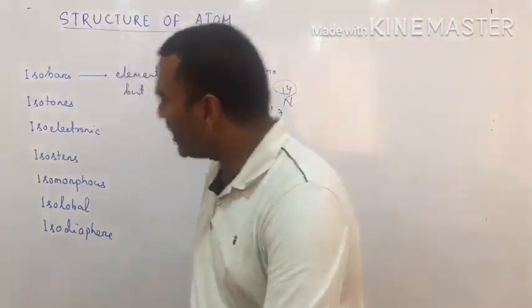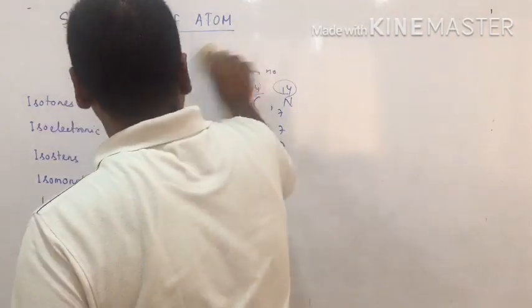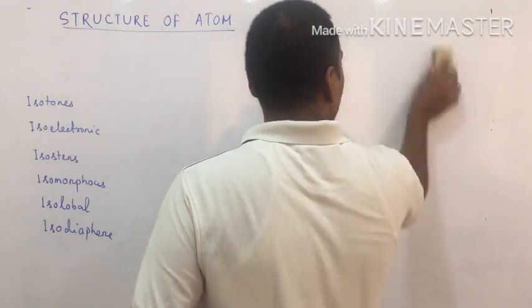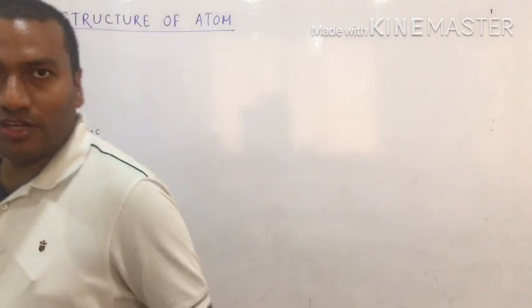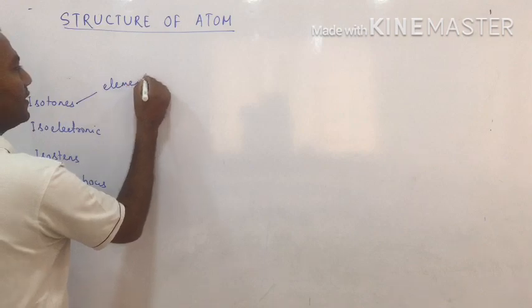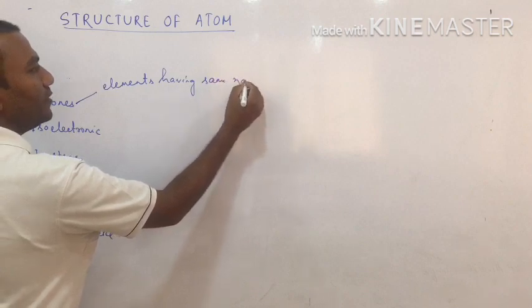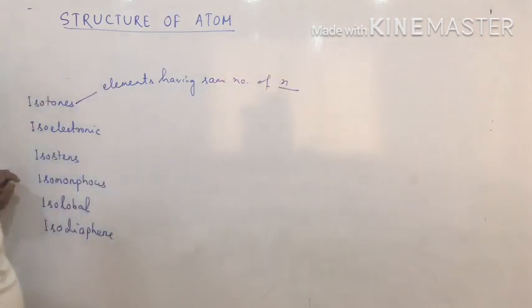Okay. Next part is the meaning of isotones. Isotones means elements having the same number of neutrons. Elements having the same number of neutrons are called isotones.